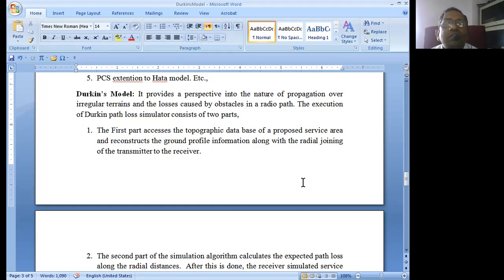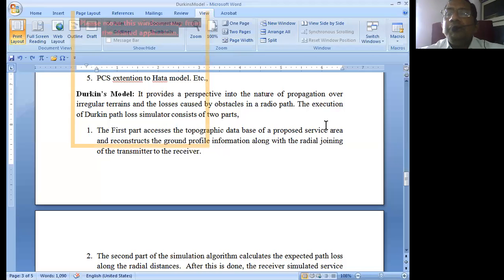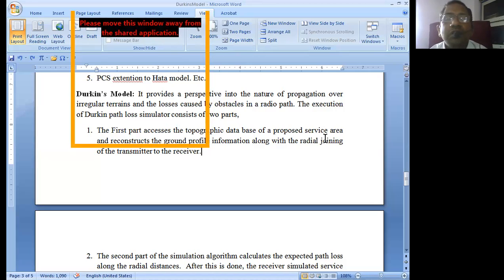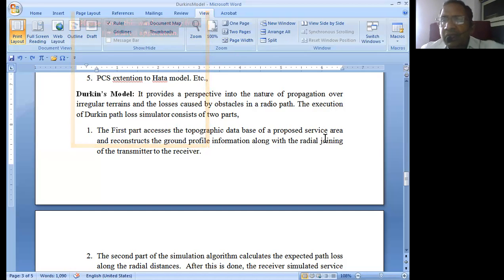So the execution of this Durkin's path loss simulator consists of basically two parts: the first part and the second part. Now in the first part, Durkin's model is normally going to access the topographical database of the proposed service area and reconstruct the ground profile information along with the radial distance joining the transmitter and the receiver. So it is going to cover the entire area of the region of communication between the transmitter and the receiver, separated by some distance d.